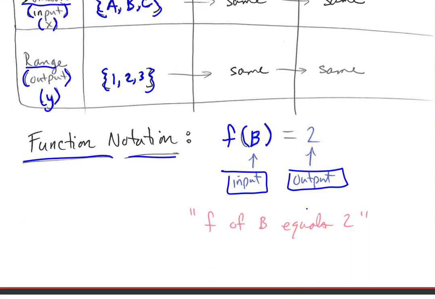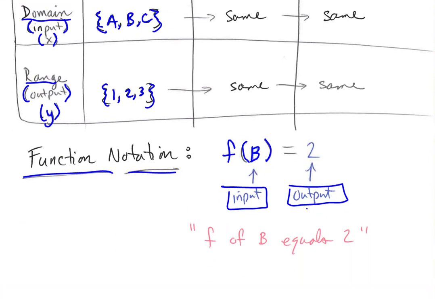And importantly, the way we would read this matters, especially since usually parentheses are used for multiplication in arithmetic or algebra. So far, that's how we've been using them. This is not that. This is called function notation. It actually means something. The way we would read it is to say f of b equals 2. So it's not f times b, it's f of b. It's telling you that b is the input to the function f, and then the output is what it equals.